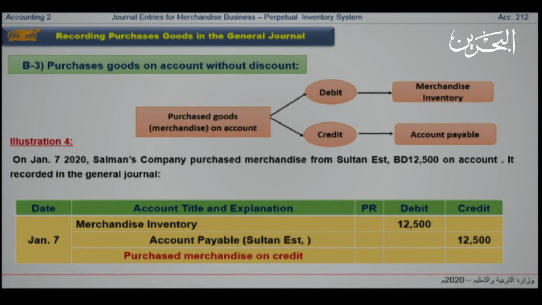Shifting to the purchase of goods on account without discount. In our example, Salman Company purchased merchandise from Sultan with an amount of 12,500 on account. On this purchase, I didn't pay cash. I keep it on account. So my merchandise inventory will increase because I purchased more inventory, but I didn't pay for this purchase. So my liability also will increase. The inventory will increase and it will affect the debit side with the 12,500, and my liability, which is the account payable, will increase also on the credit side with the amount of 12,500.